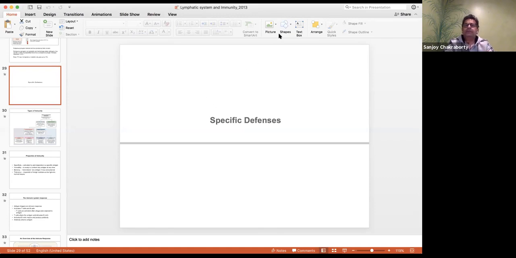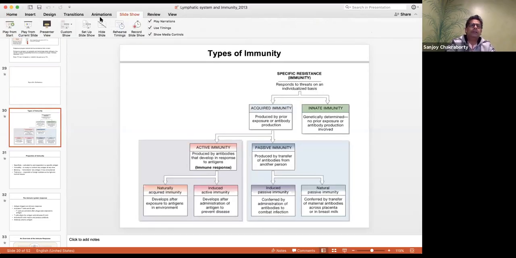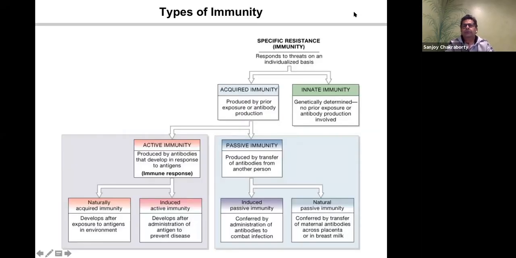Now, the specific defense that we are going to learn now deals with immunity in general. If we can understand immunity first, like how we tell the difference between multiple types of immunity, that we are going to learn first. And then we are going to go into detail of the specific differences.